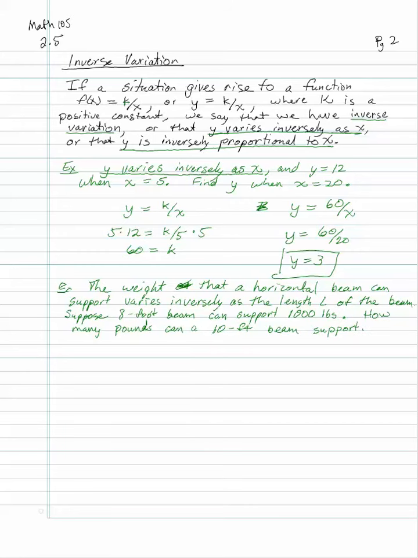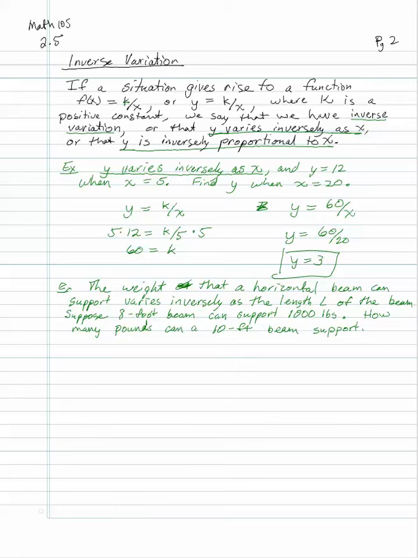The weight that a horizontal beam can support varies inversely as the length L of the beam. Now we're assuming a certain thickness, right? So we're not comparing. Typically when you get a longer beam, you get thicker wood. But anyway, suppose an 8-foot beam can support 1,000 pounds. How many pounds can a 10-foot beam support? So we're assuming the same dimensions other than length, the same width and depth.